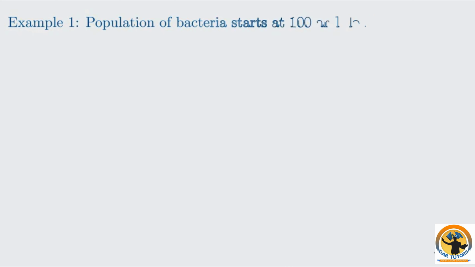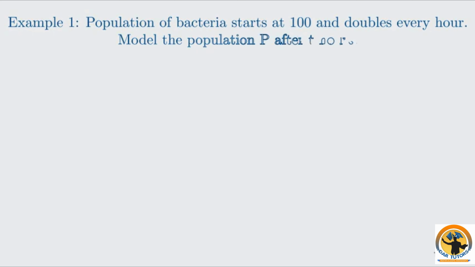Let's work through 2 HL-level examples involving linear models. These exercises will help consolidate your understanding. First, consider a population of bacteria that doubles every hour. There are initially 100 bacteria. We will model the population P after T hours. This is a classic exponential growth problem.